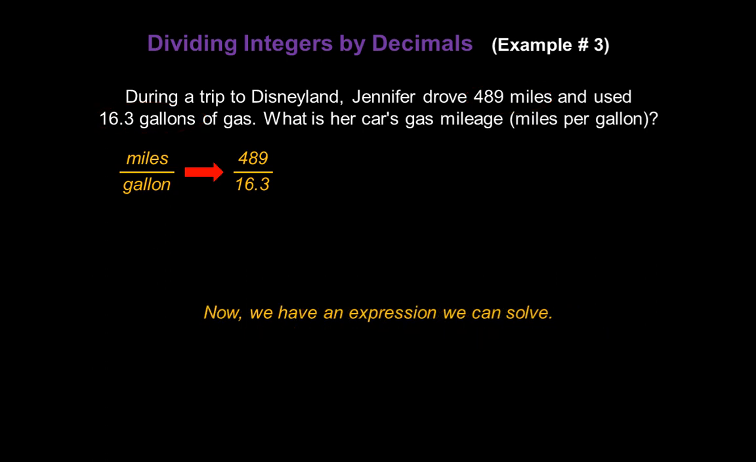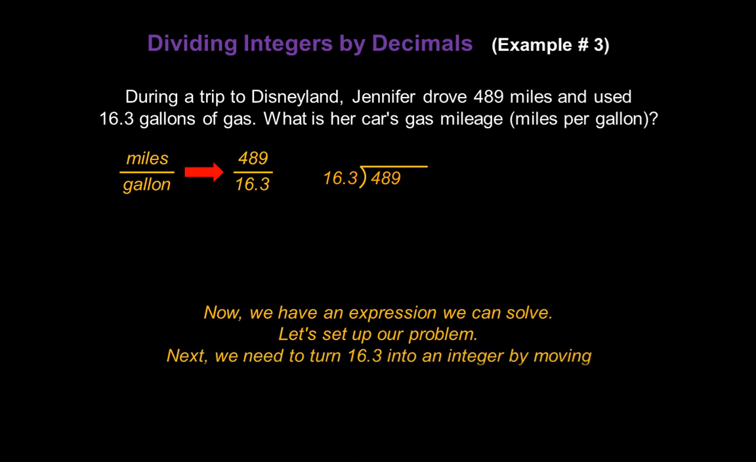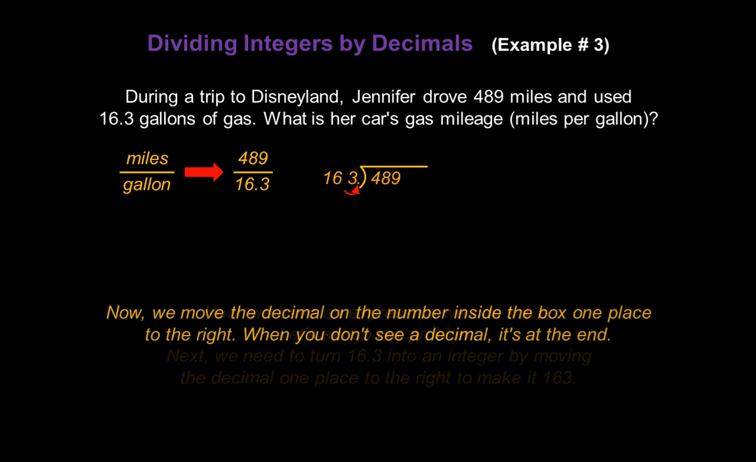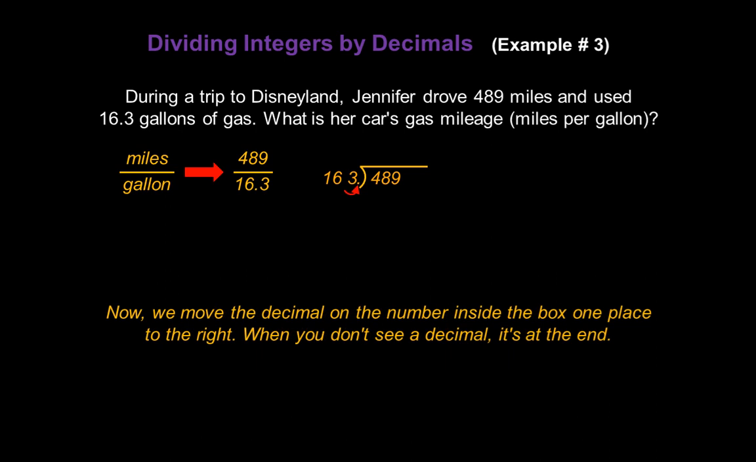Now we have an expression that we can solve. So let's go ahead and set up our problem. It's 489 divided by 16.3. Next, we need to turn 16.3 into an integer by moving its decimal point, and we have to move it one place to the right. That will make the number 163 outside the box. Now we move the decimal on the number inside the box one place to the right. Again, when you don't see a decimal, it's at the end. So we'll place a decimal after 489, and we'll move it one time to the right. And of course, we'll have to fill with a 0 because we've created a gap there now.